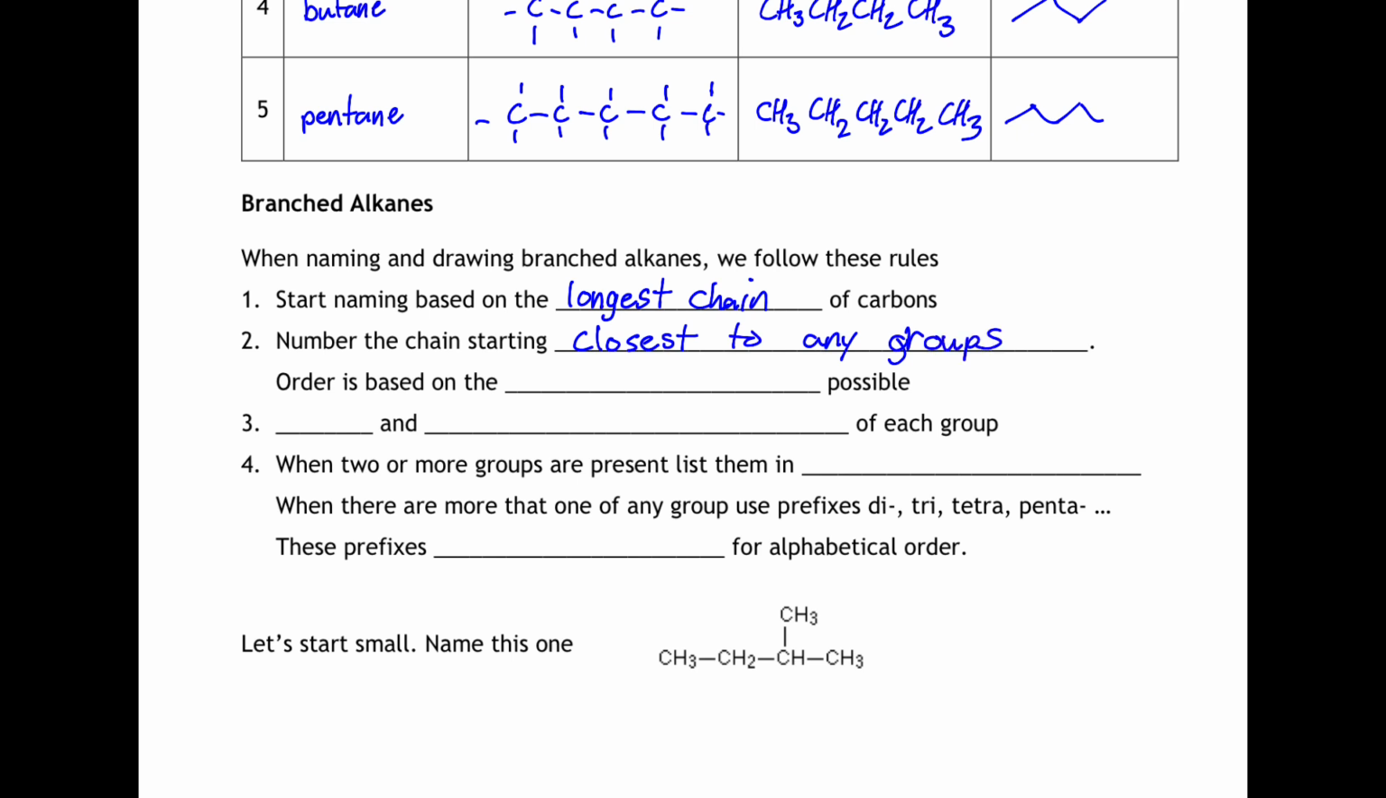So that the numbers are the lowest number. So if we can think about a 5-carbon chain and there's something stuck on the second carbon, that's same as being the 4th one. We will choose the number 2 because it's smaller than 4 because it's the same on both sides.